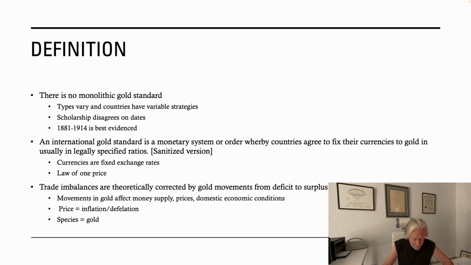So the international gold standard, the best evidence shows, was in operation between 1881 and 1914. The principal countries, let's say, were the G10, but there were also other countries as well. And the dominant country within this international gold standard was the United Kingdom.